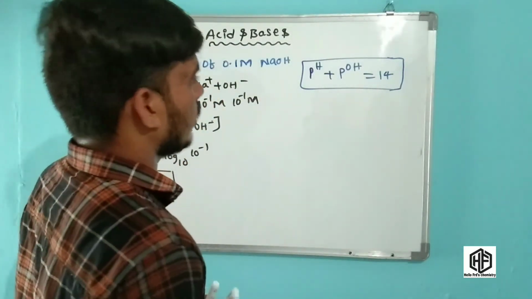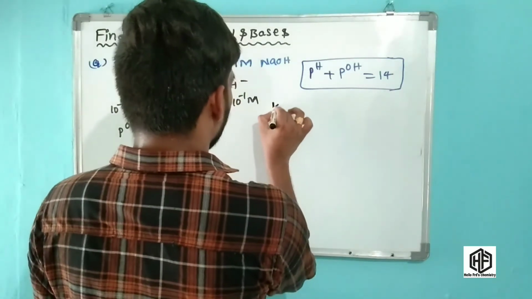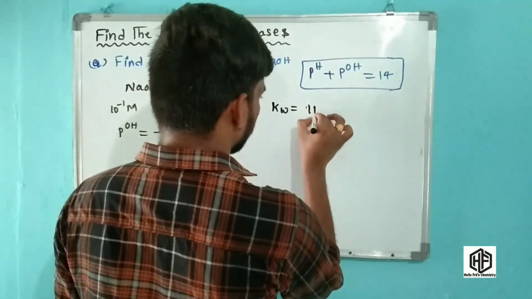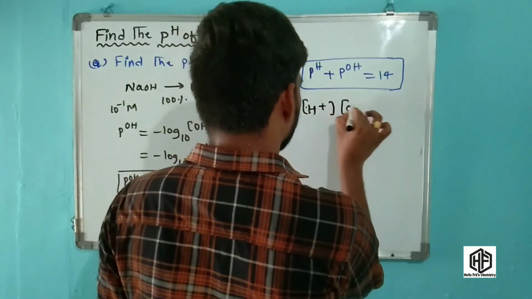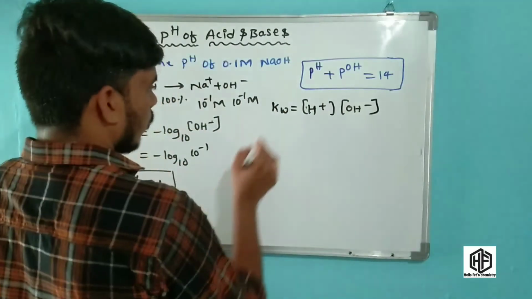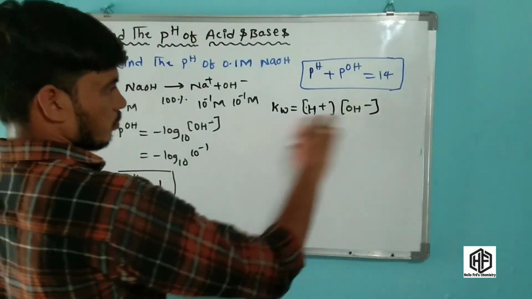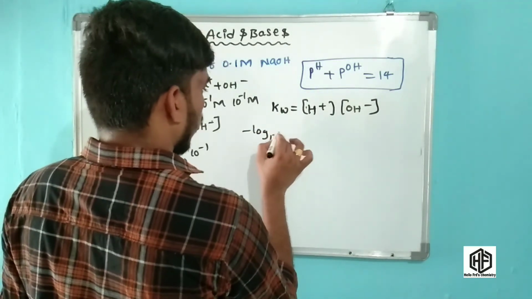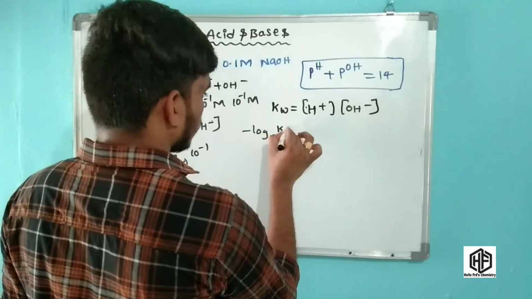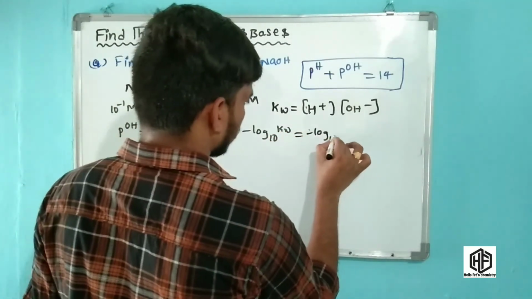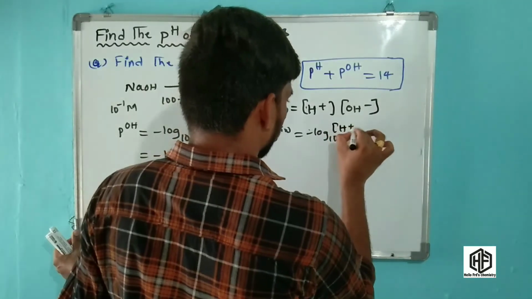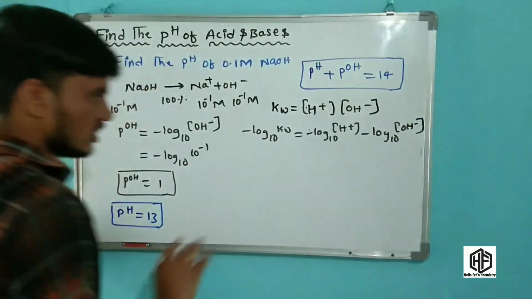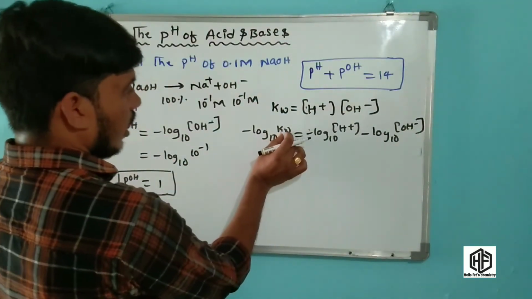I am going to explain that reason. Friends, you know that according to the ionic product of water, Kw is equal to the concentration of H plus ions into the concentration of OH minus ions. Now we take minus log base 10 of this product. Minus log base 10 of Kw is equal to minus log base 10 of the concentration of H plus ions minus log base 10 of the concentration of OH minus ions. This is clear, friends. Now minus log base 10 of Kw.